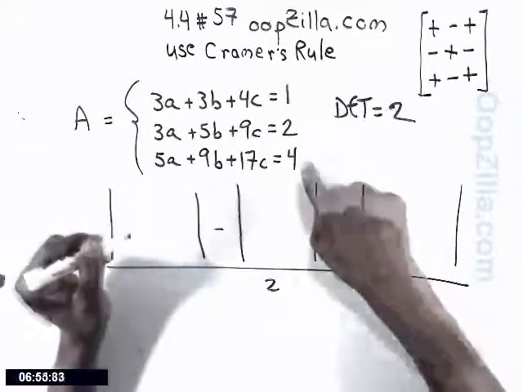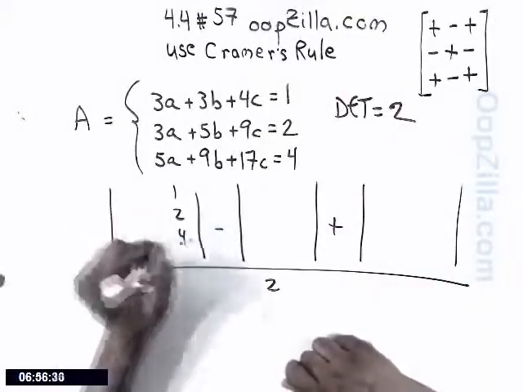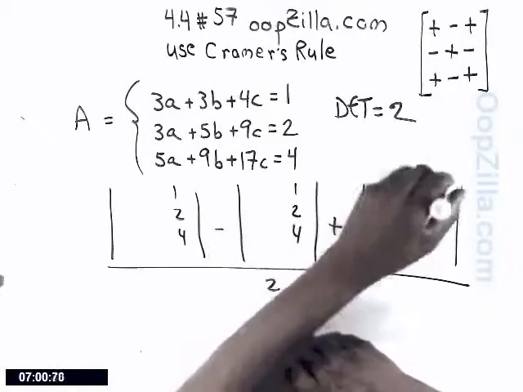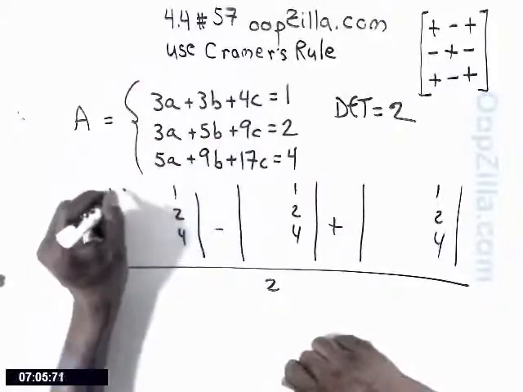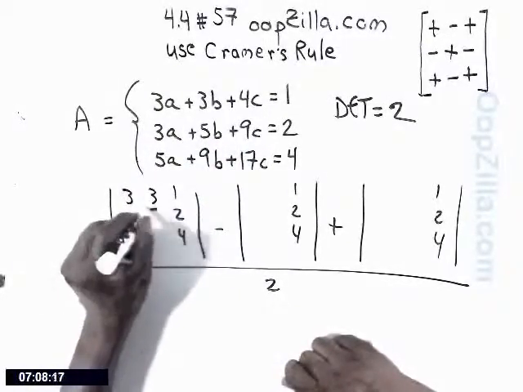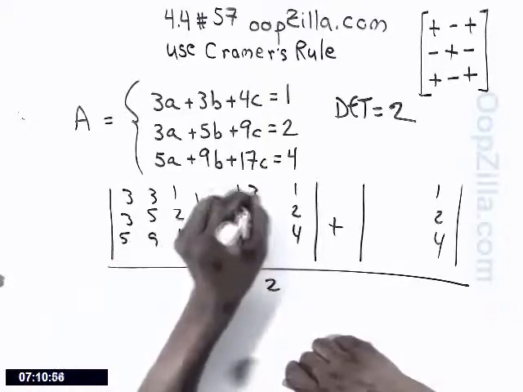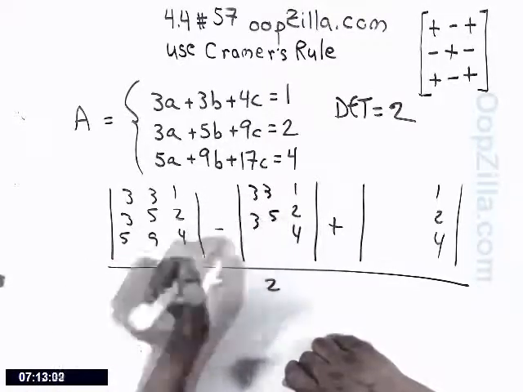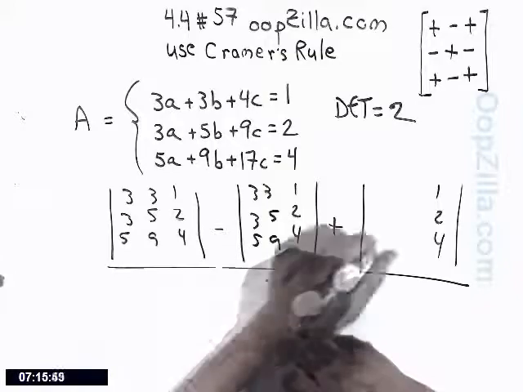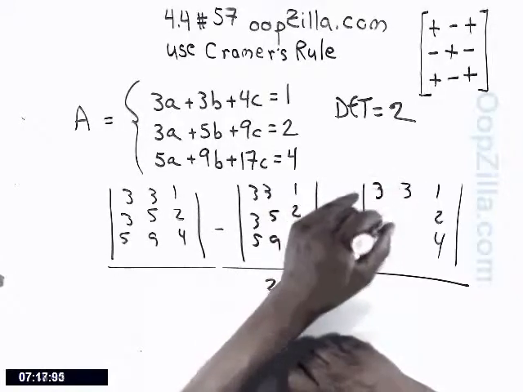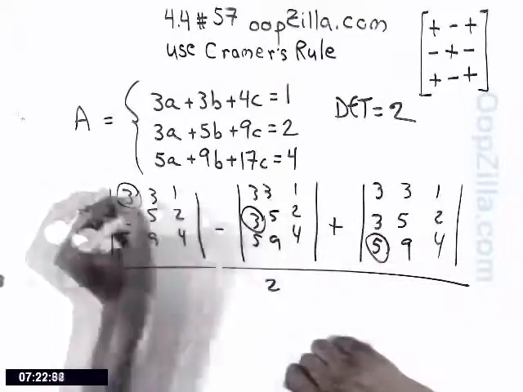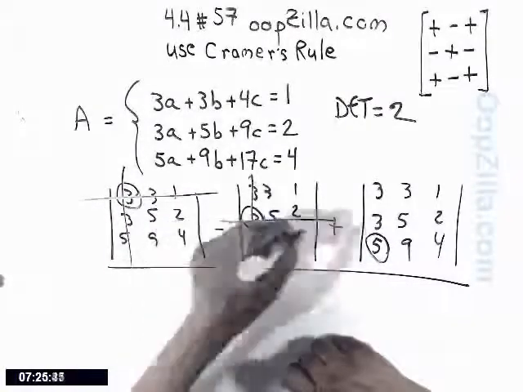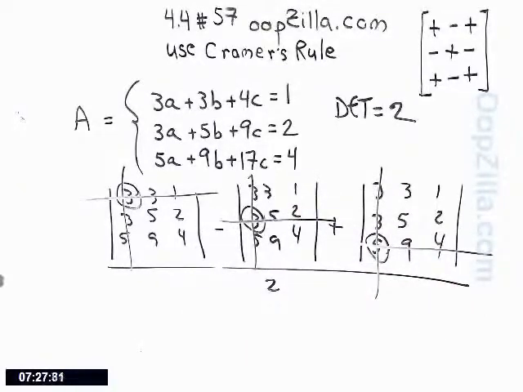So now I'm going to take this and put it on the end. So it's going to be 1, 2, and 4, three times. Then take these and put them in front, the coefficients. It's going to be 3 and a 3, 3 and a 5, 5 and a 9, repeated three times. Circle that, circle that, circle that. Voila, check it out. Just like that. And then once you solve that again, you're going to get your C value.